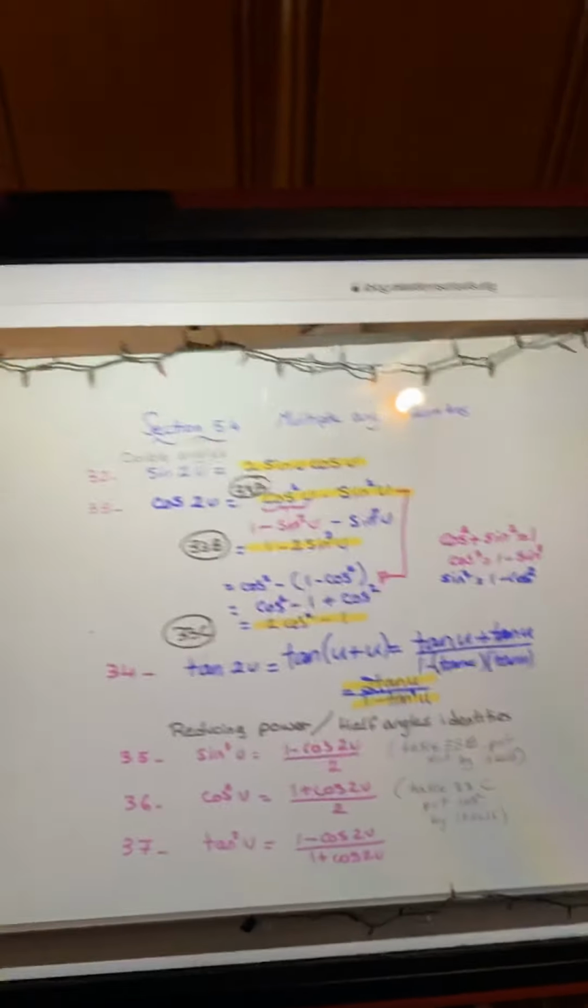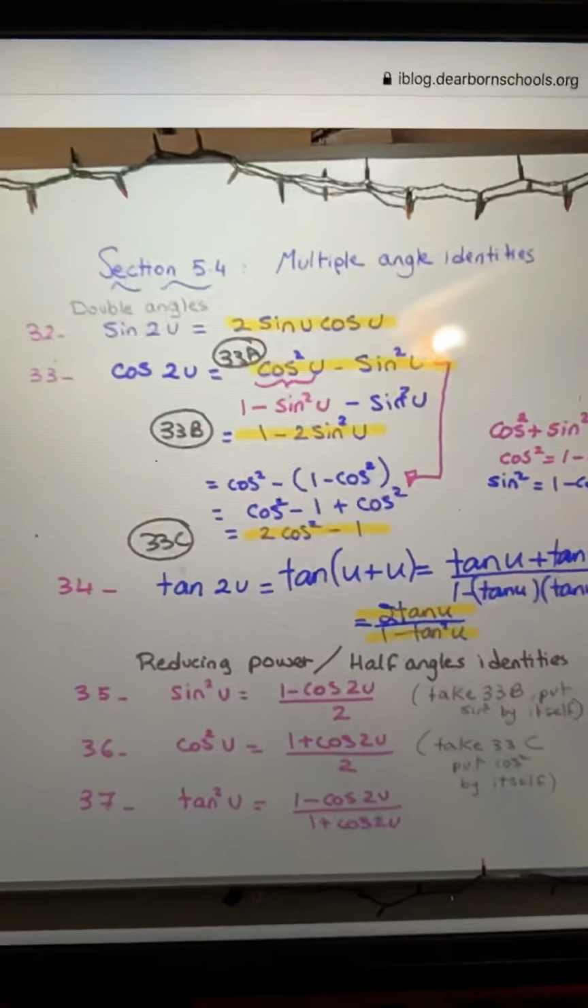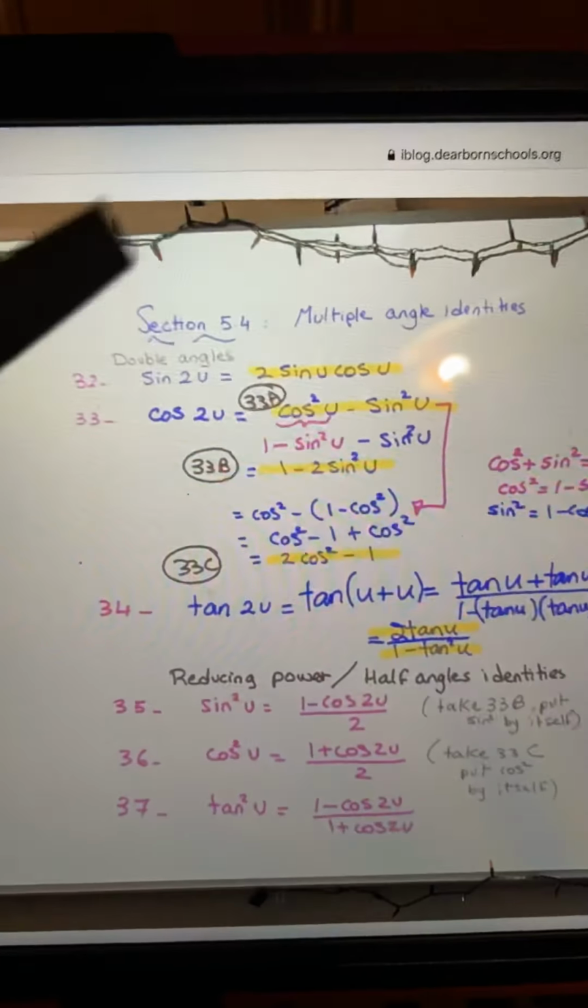Hi guys, this is the lesson for multiple angle identities, and when we say multiple, that means there is a multiplication. As you see, angle u is multiplied by 2. That's why we call these multiple angle identities. So for sine of 2u, and the double angles are the most important ones. They are like a subset of multiple angles. Sine of 2u equals 2 multiplied by sine u cosine u.